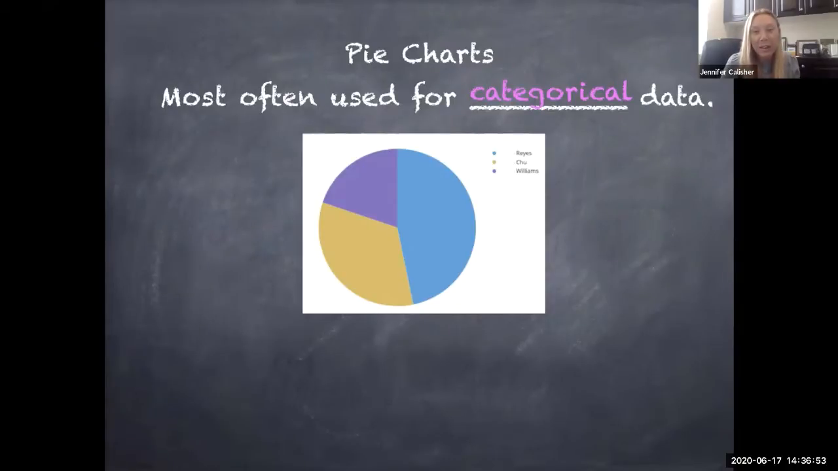And so here is kind of an example, right? This was a pie chart I was able to pull from the internet that had to do with an election and shows what proportion of people voted for Reyes, Chu, and Williams. Now, it's easy to see who was the winner.